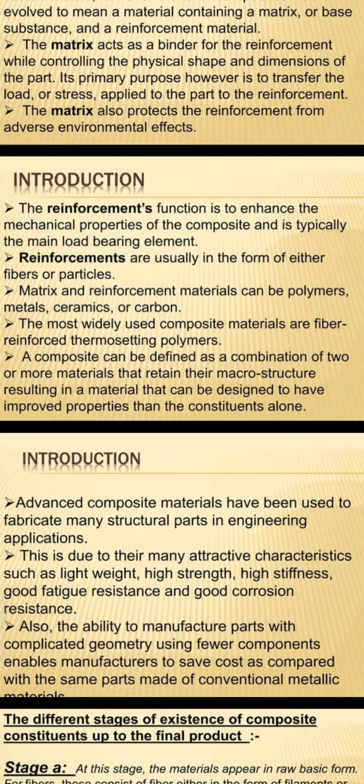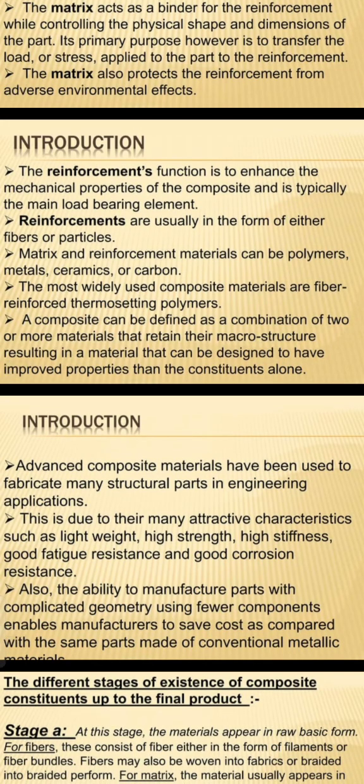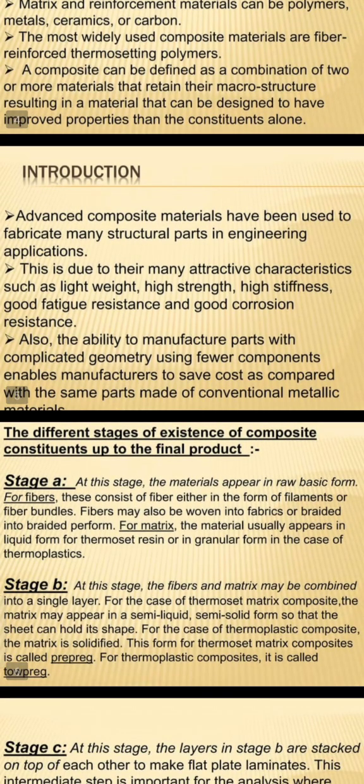The introduction. Advanced composite materials have been used to fabricate many structural parts in engineering applications. This is due to their most attractive characteristics such as light weight, high strength, stiffness, good fatigue resistance and good corrosion resistance. They enable manufacture of parts with complicated geometry using fewer components, enabling manufacturing savings as compared with parts made from conventional materials.